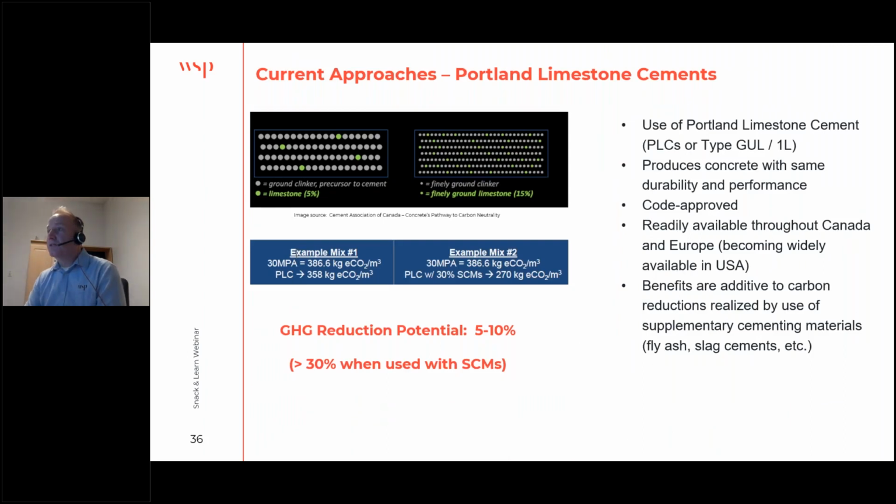So one of the current approaches we talked about, the use of Portland limestone cements, can typically achieve a 5 to 10% reduction right off the bat. These are already code approved. They're readily available throughout Canada and Europe, and certainly becoming widely available in the United States, and certainly should be used together with supplementary cementing materials.